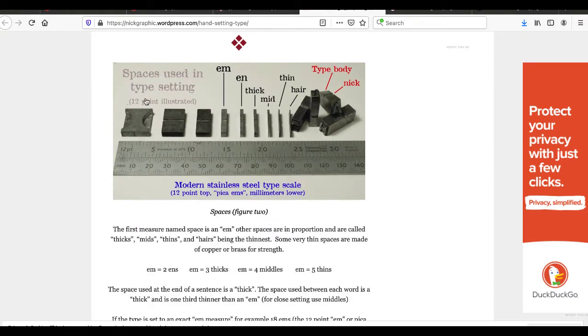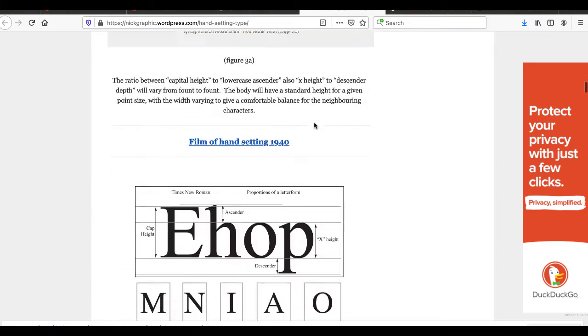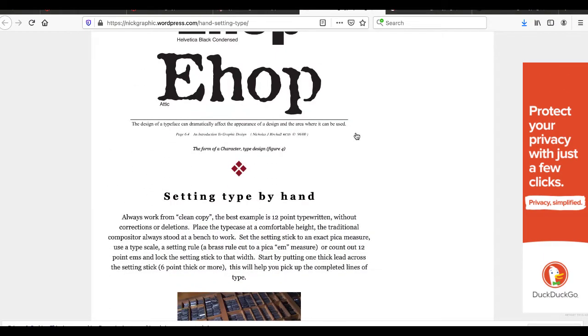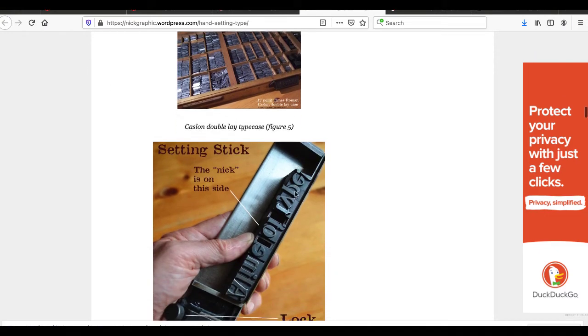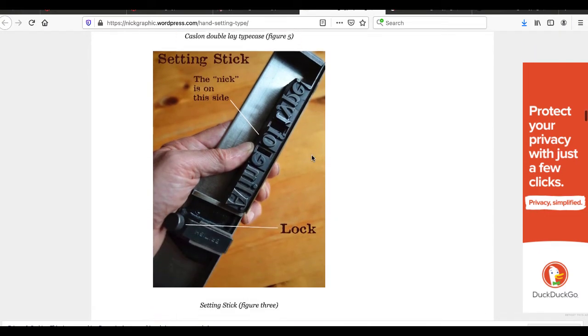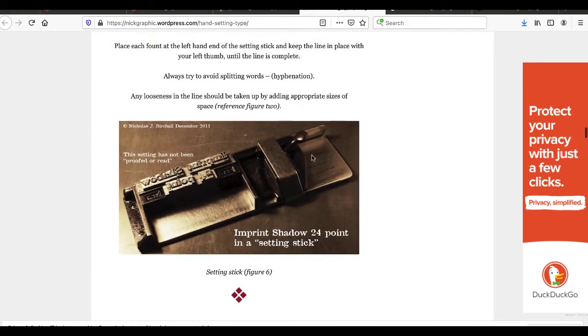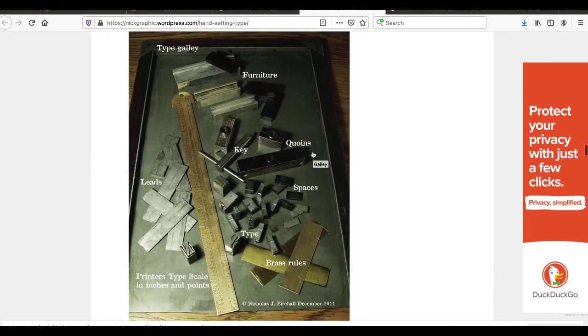12-point illustrated. Typesetting by hand, so here's that case again, and this is a 12-point Times Roman double lay case. It would be specific for each font, for each point size, and then you'd lay it out, put it into place, and then again ink and stamp.